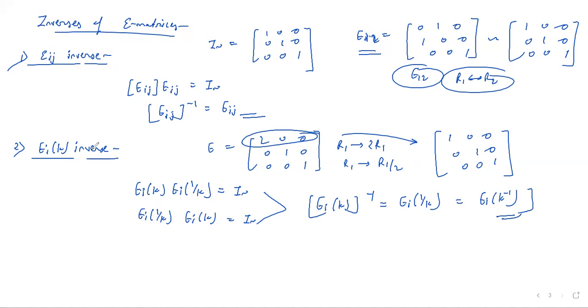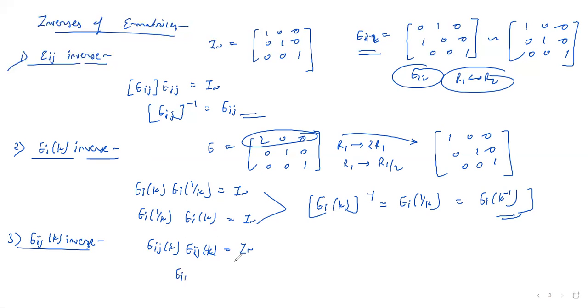Okay, so this is the inverse of Eik. Now let's see the third one, which is Eij inverse. For finding this inverse, we are performing Eijk. Like previously we have done for Eijk and Eij, we have to apply the transformation of Eij minus k, and we will get our identity matrix like this.